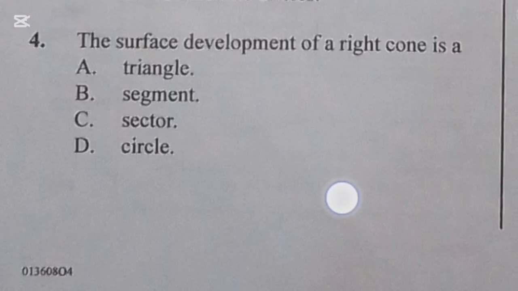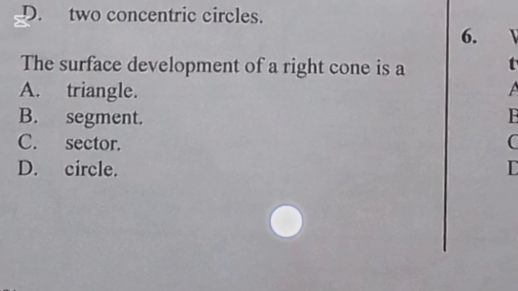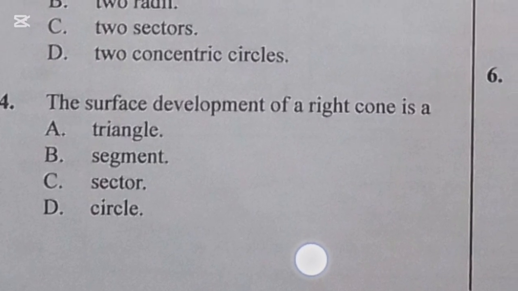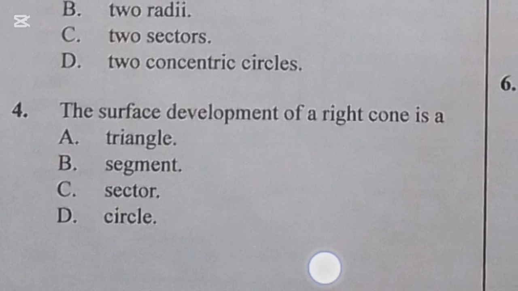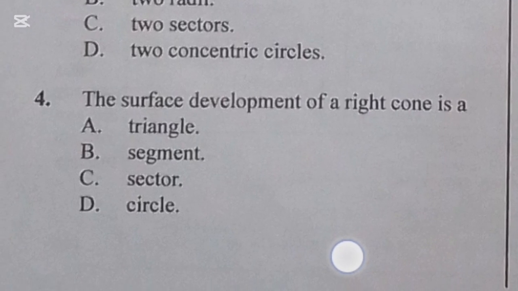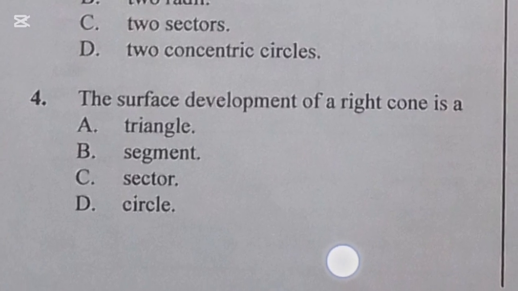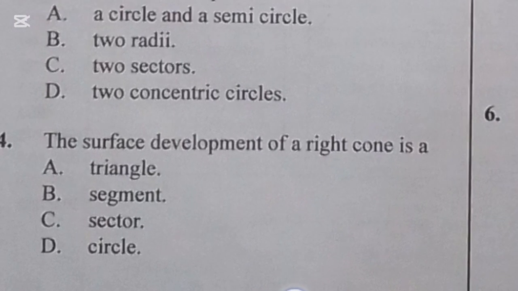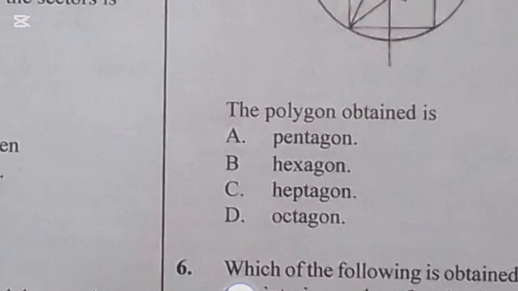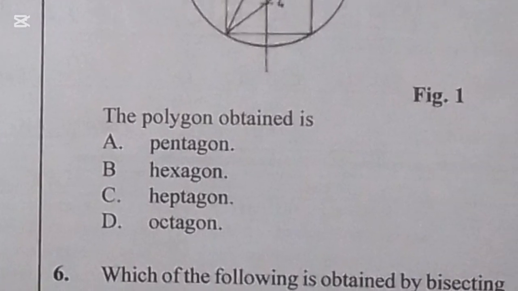Question 4. The surface development of a right cone is a triangle, segment, sector, circle. The correct answer is C, sector. Sector is the correct answer for question 4. Now let's move to question 5.